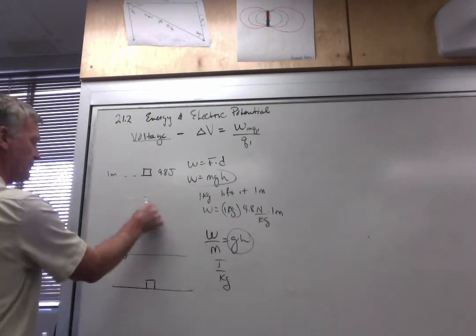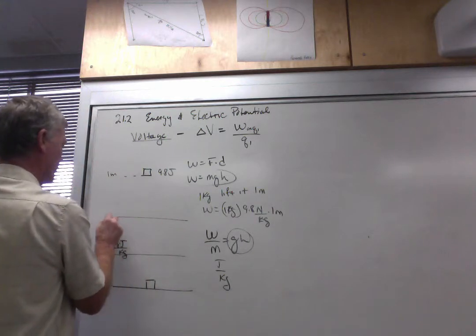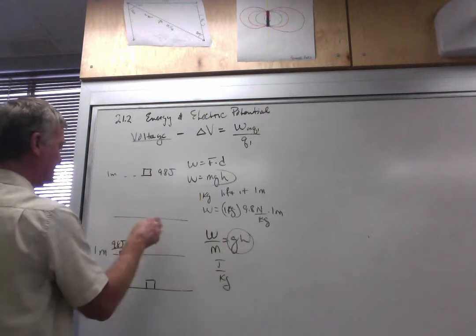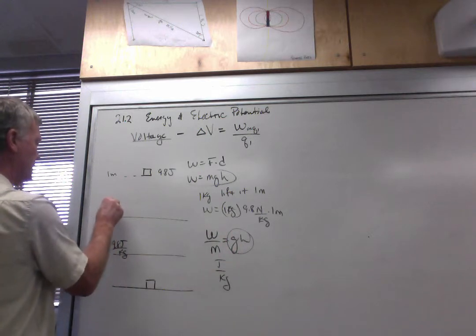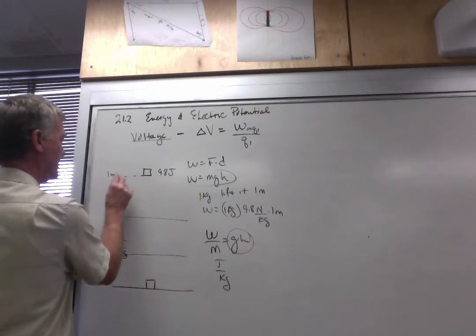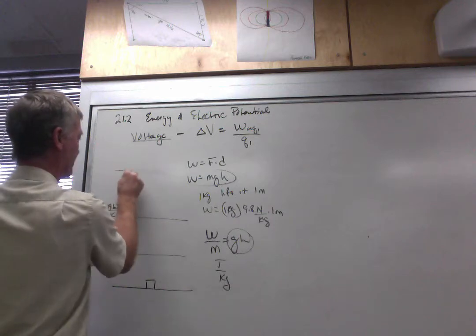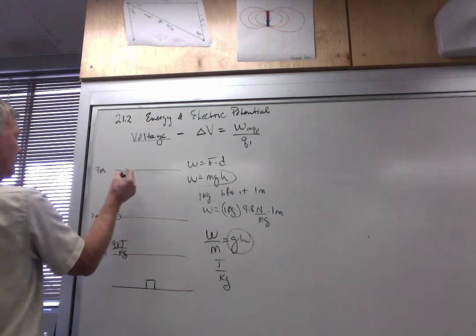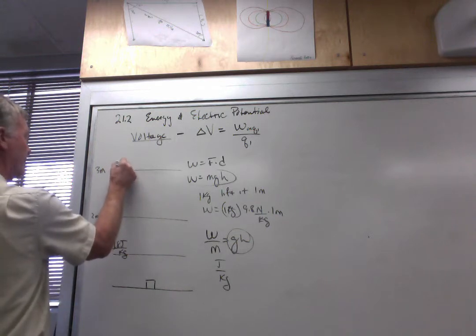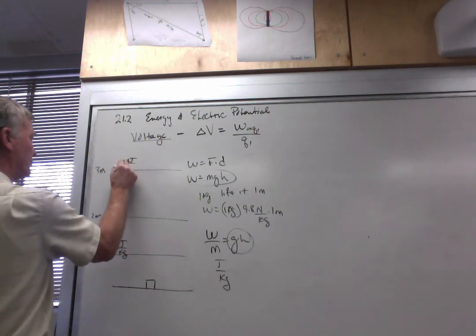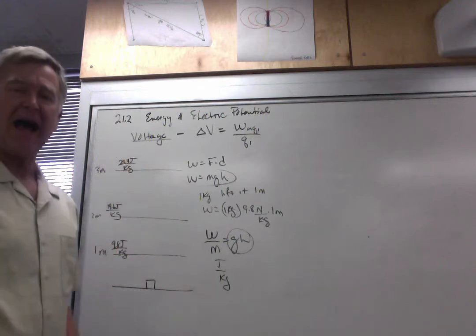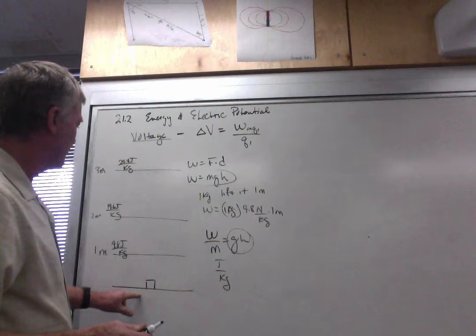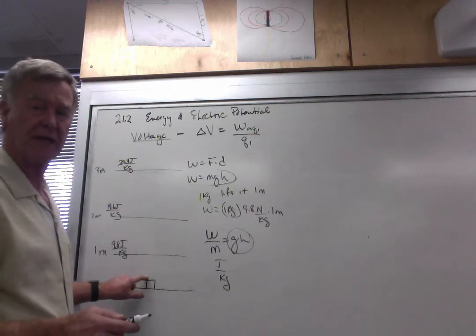Let's say that we moved up 2 meters. We would then be at 2 meters times that, 19.6 joules per kilogram. Let me go up 3 meters. We would be at 29.4 joules per kilogram. That is called the potential difference. This is actually equivalent to what voltage would be.